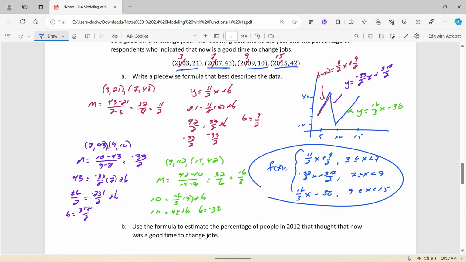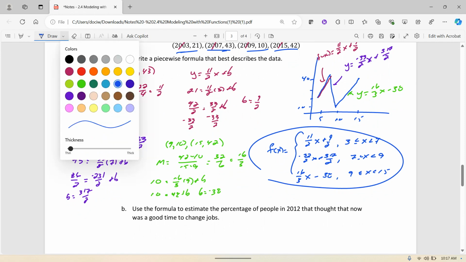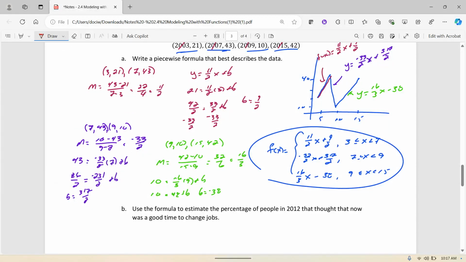They can get messy, but really all it is, is tedious more than difficult, because you're doing the same thing, you just have to do it repeatedly. In B, it says to use that formula to estimate the percentage of people in 2012 that thought that now was a good time to change jobs. What I'm going to do for that is say 12. In 2012, x would equal 12.